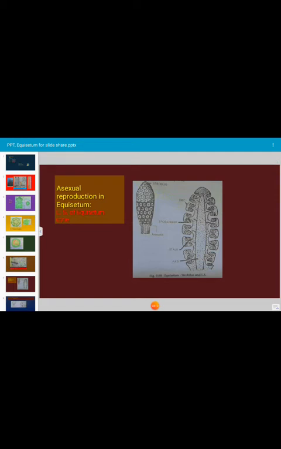Okay, next. This is the photograph. This is asexual reproduction in Equisetum that takes place by formation of spores. A cone is developed at the end of the fertile branch, and this is to the left side. This is the photograph of cone. The cone is also known as strobilus, and to the right side a longitudinal section of strobilus photograph is given.